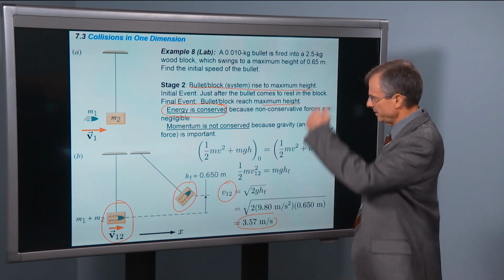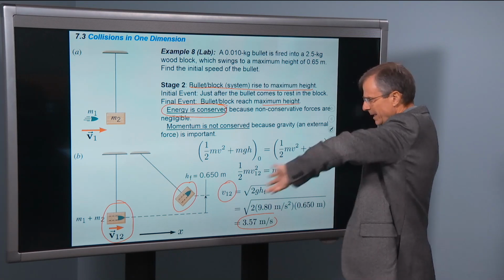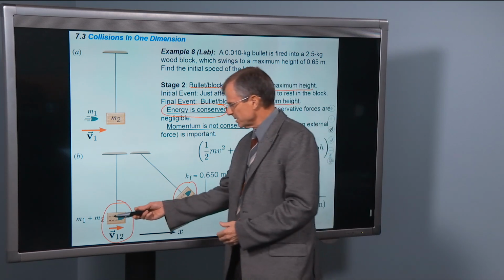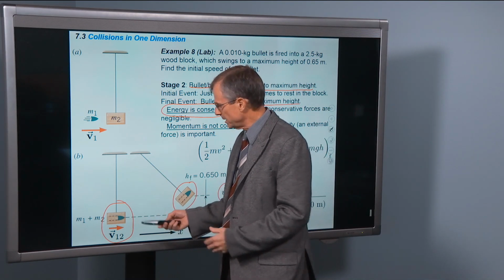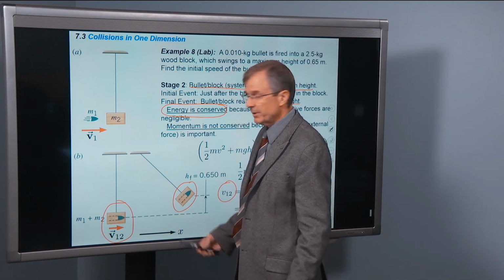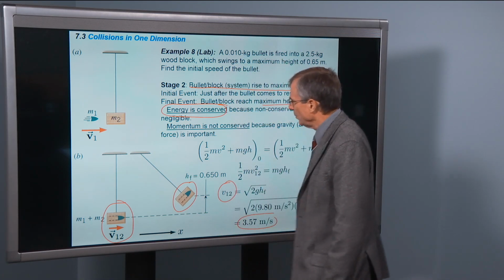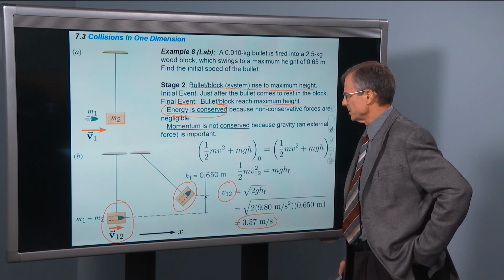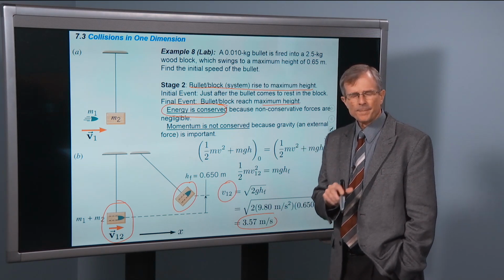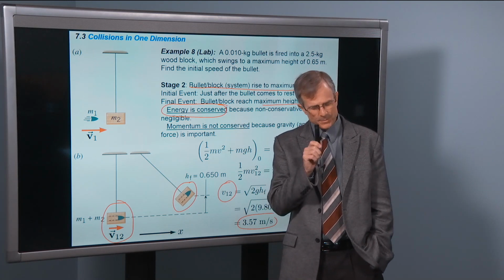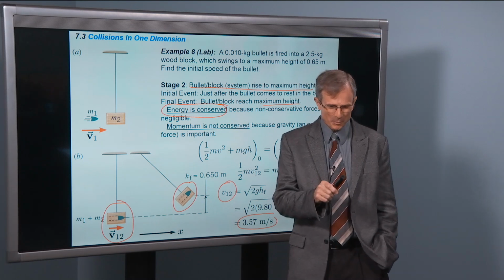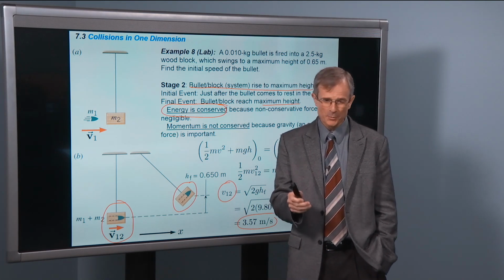reaches maximum height. So now, during this stage, forgetting about the collision, that's over. Now we're just thinking about this as a single entity, and they're going to rise up to a certain height. What's conserved during that period of time? Well, the short answer is that energy is conserved. When is energy conserved? And this is what I'm encouraging you to commit to memory, because it'll help you on the problems, it'll help you on the test. We'll ask some questions about this.